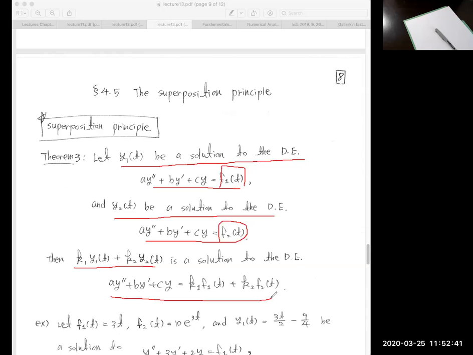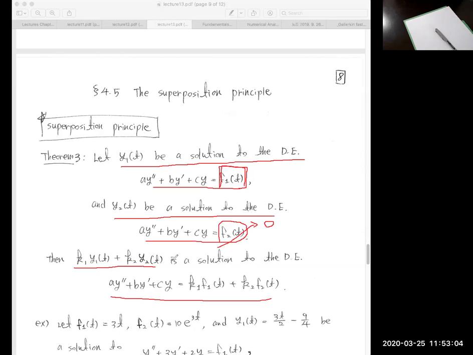Okay, this is really cool, the theory. So why? Because what if f1 is the source function in a non-homogeneous differential equation, and what if f2 is a zero function? F2 is the zero function.